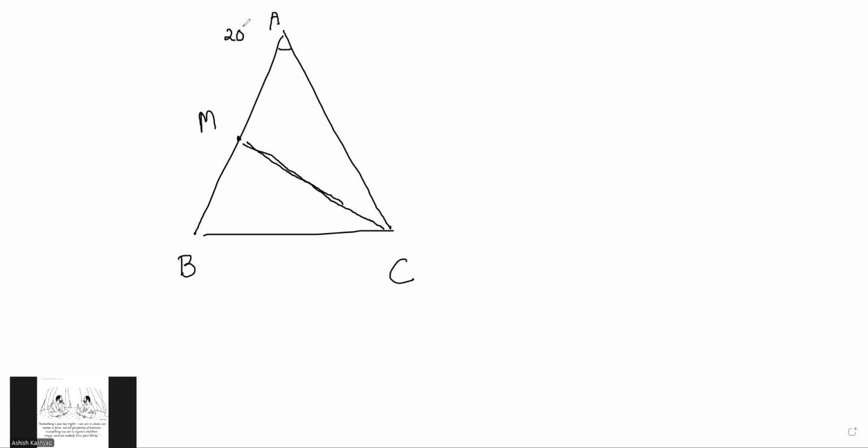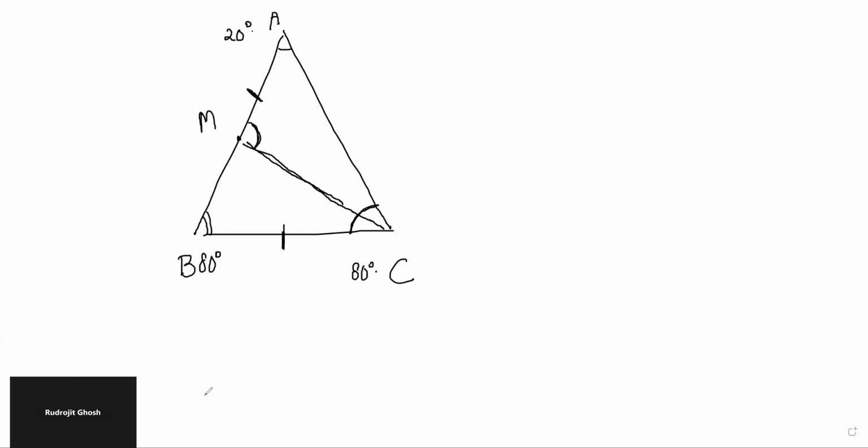No. So what we will do is we know AM is equal to BC, and we have to find out this angle, right? And we know this angle is 80 and all, right? So I know this total angle is 80, right?